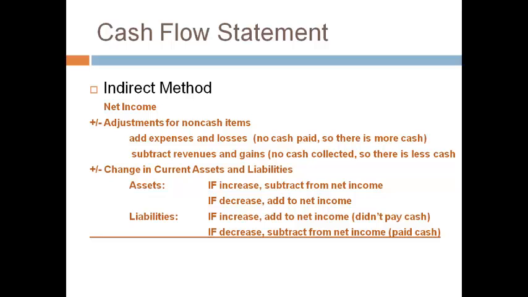Liabilities work opposite of assets. An increase in a current liability indicates cash was not paid, and therefore the company has more cash. A decrease in a current liability indicates more cash was paid than the expense, therefore the company has less cash. Net income plus or minus all the items that represent differences in the amounts included in net income and the cash paid.